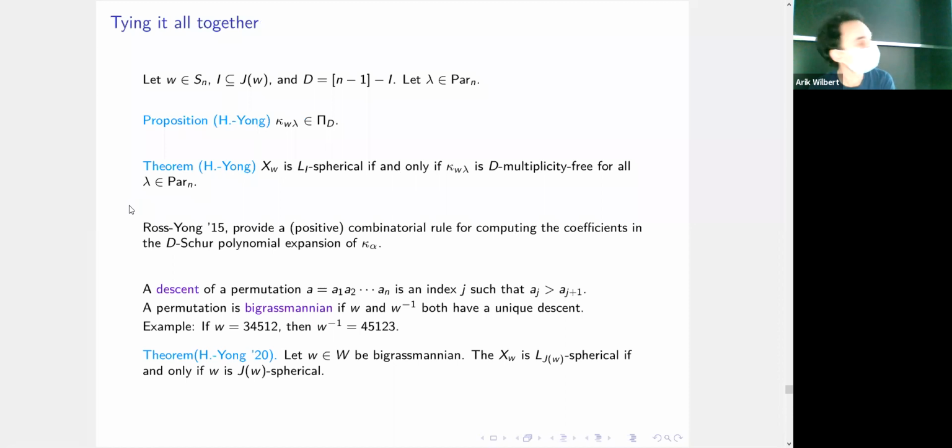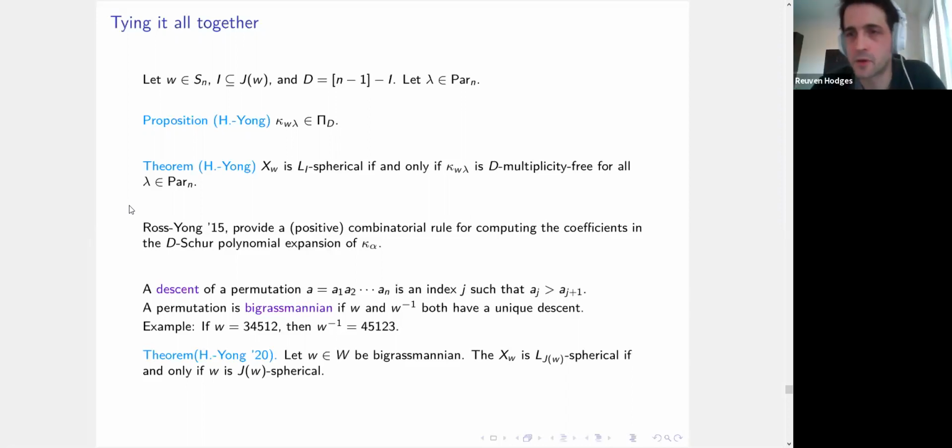Can you go back to this previous slide? So in terms of this Li spherical, is that because somehow the kappa W lambdas determine the decomposition of all the sections of the line bundles on that Schubert variety basically?